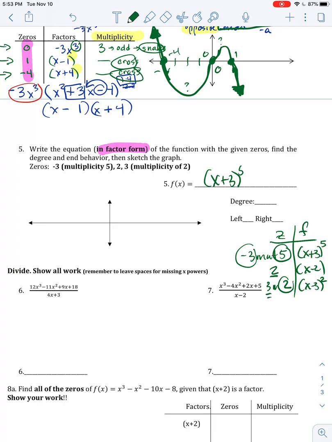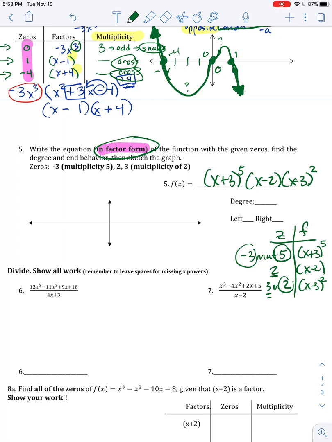So my function is going to be f of x equals x plus 3 to the 5th times x minus 2 times x minus 3 to the 2nd. So I'm just listing it in factor form. I leave it just like that.